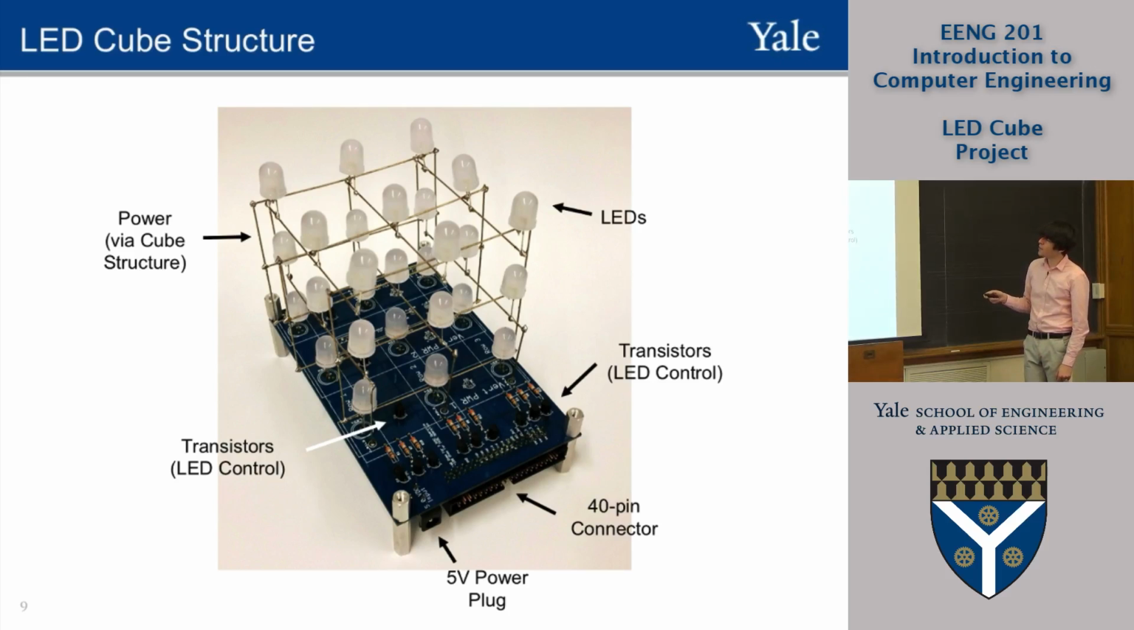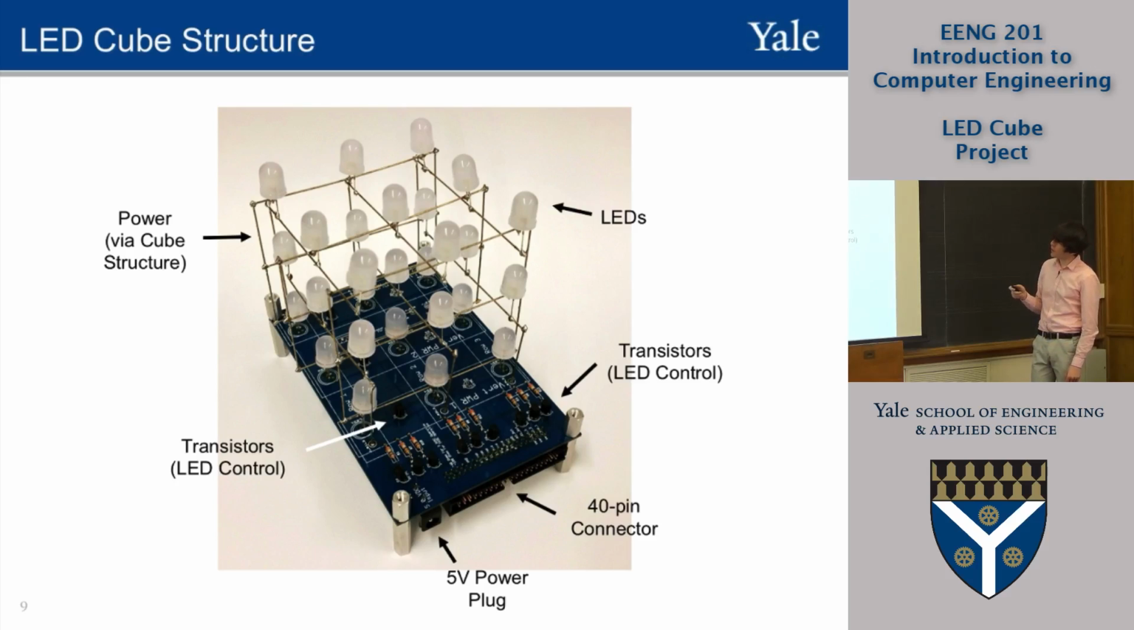The black semi-round elements are the transistors that are used to control the LEDs. You also see these resistors. You already saw resistors in the breadboarding project, so that should look familiar. And this is the LED cube structure itself.